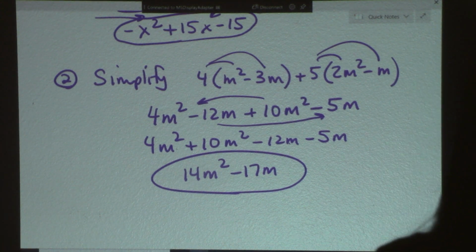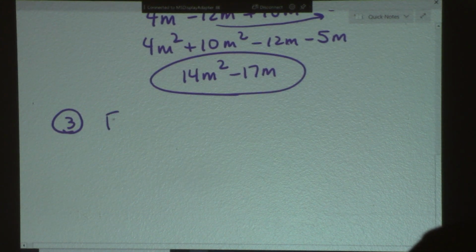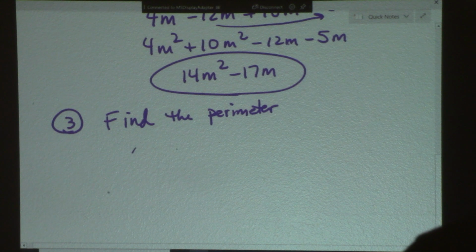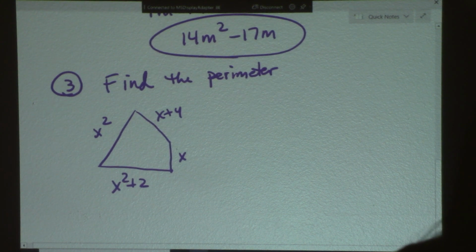Okay, let's do number 3, which has a picture, and I'm going to find the perimeter. And my shape looks like this. And this is x squared. This is x plus 4. Here's x, and x squared plus 2. So to find the perimeter means I add up all the sides, right?